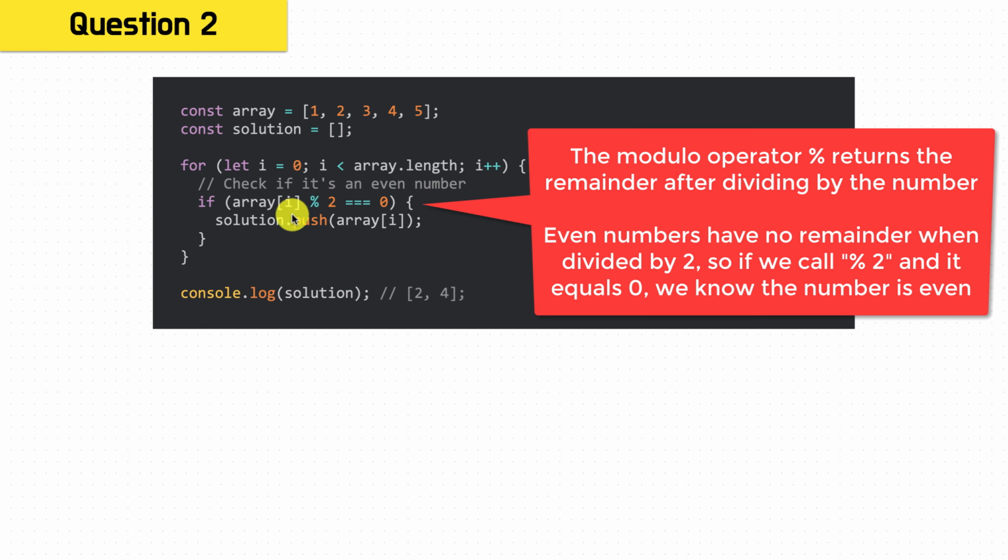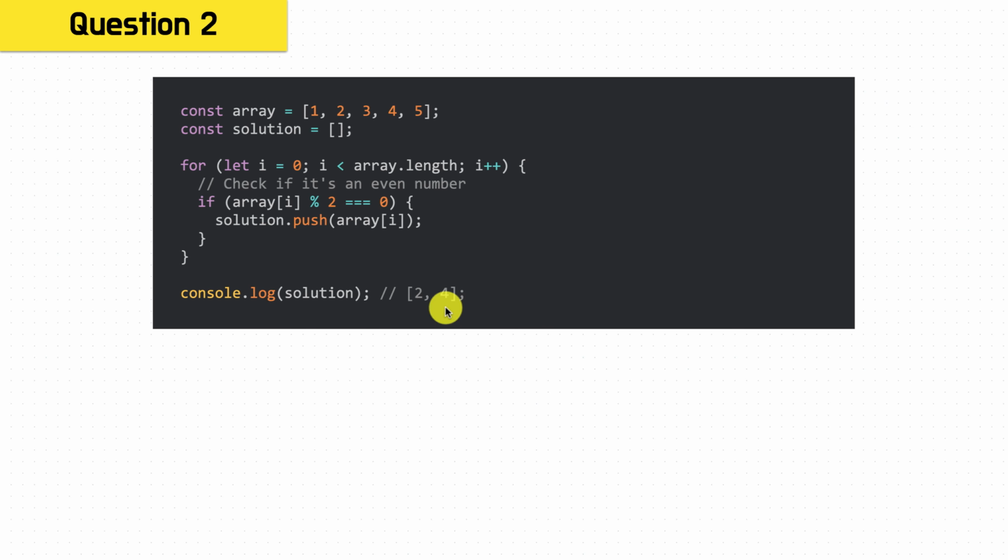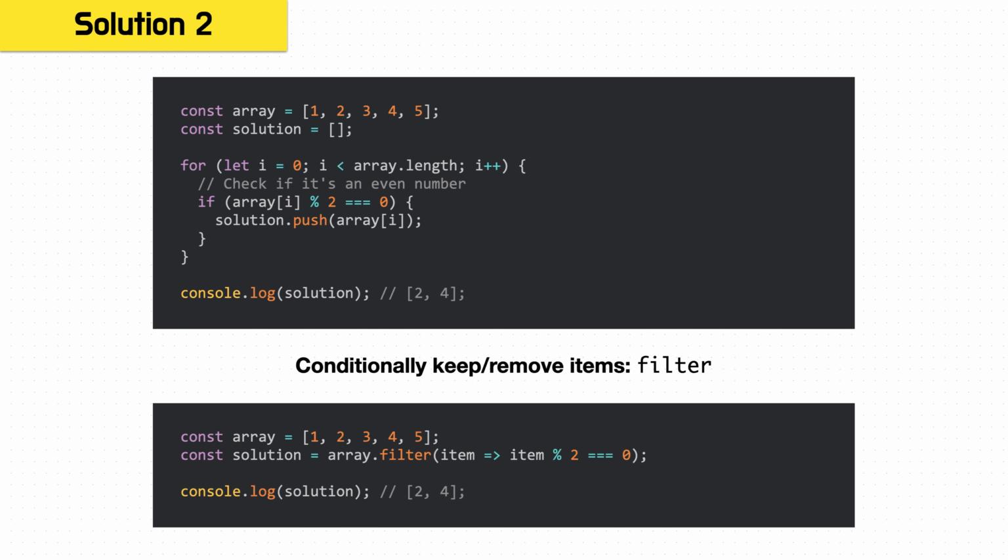So if you divide it by 2 and it equals 0, this is an even number. So we want to see if every item is even, and then if it is even, we push it to the solution array. In this case, 2 and 4 are the only even numbers. So we have the original array. We want to remove items or filter out items that don't follow some criteria. In this case, they're not even.